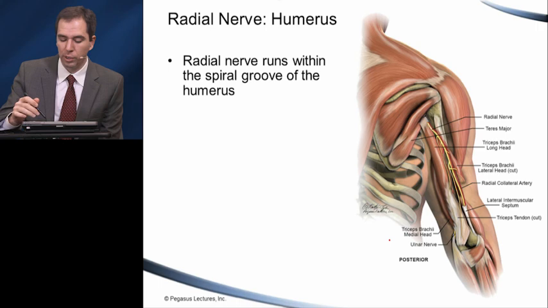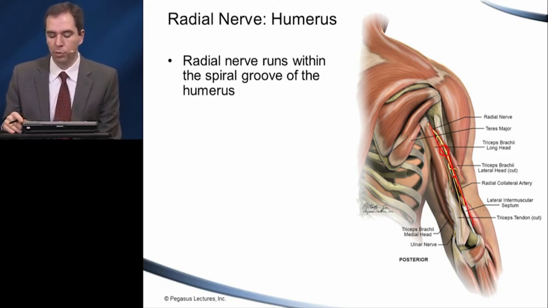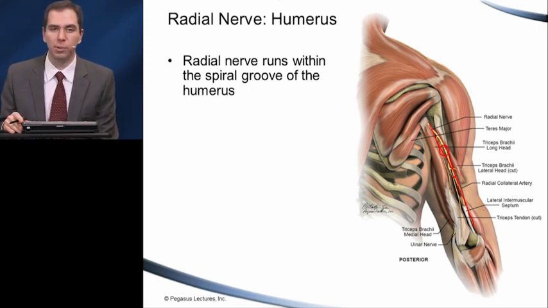So here's the image of the radial nerve wrapping around the posterior humerus. The radial nerve can become injured because of its intimate relationship with the spiral groove of the humerus. So humerus fractures in this region, any kind of surgery or trauma can injure the radial nerve as it crosses through the spiral groove. And then remember, it runs anterior to the lateral epicondyle to emerge anterior to the radiocapitellar joint.